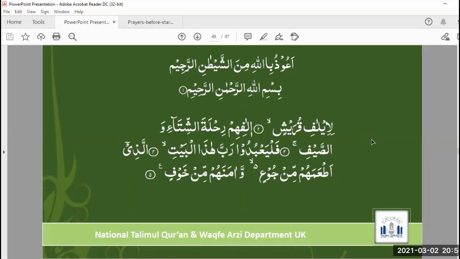Excellent reading, but this lam should not be moved. Just for one second. Fal. Yeah.